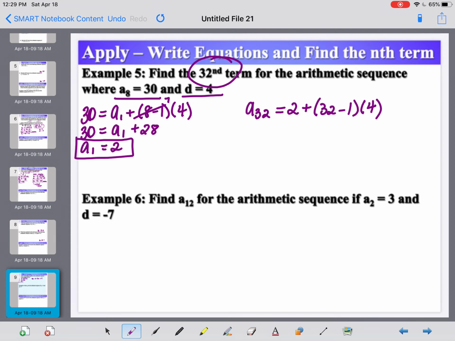Okay, plug that into your calculator exactly as it appears, and we find out that a sub 32 is 126.